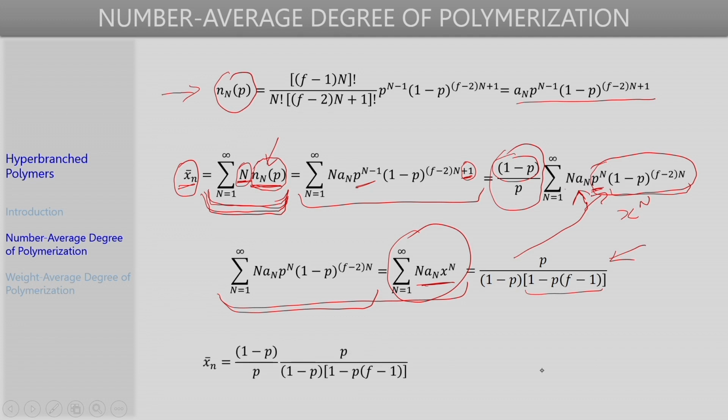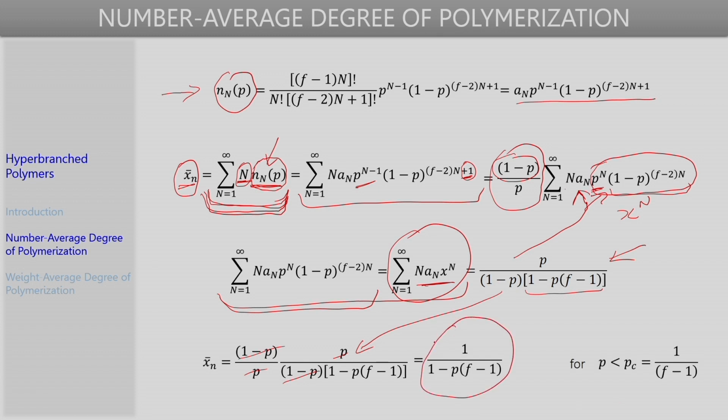So, the expression for xn bar upon substitution is, so this term we have substituted here. This 1 minus p will cancel this, p will cancel this. So, the final expression is this for xn bar, and we see this is the same as what we obtained earlier in the initial part of this lecture using a different approach. And this is only applicable for p less than pc equal to 1 over f minus 1, because at p equal to pc this will diverge.